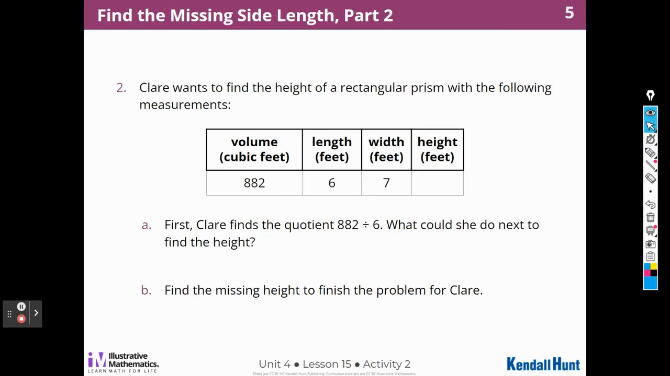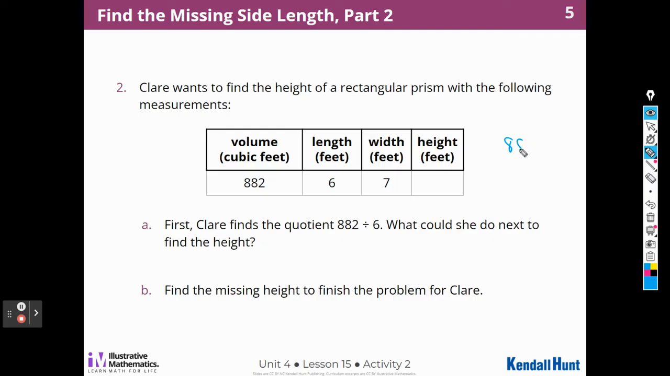Okay, Claire wants to find the height of the rectangular prism with the following measurements. First, Claire finds the quotient of 882 divided by 6. What could she do next? Well, after she found 882 divided by 6, she would have to find that quotient and divide it by 7, wouldn't she? She sure would. So let's go ahead and do that so we can find out what the next step would be.